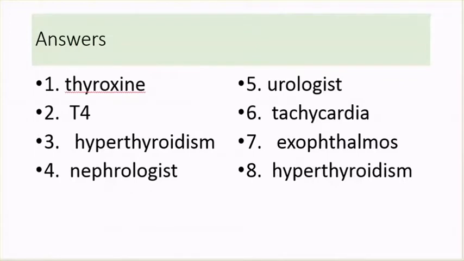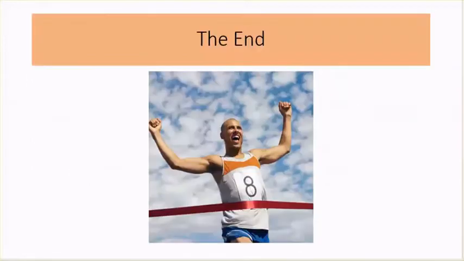Answers. Number 1 is thyroxine. Number 2 is T4. Number 3 is hyperthyroidism. Number 4 is nephrologist. Number 5 is urologist. Number 6 is tachycardia. Number 7 is exophthalmos. Number 8 is hyperthyroidism. The end.